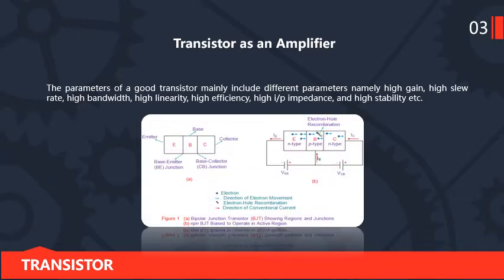This is the diagram for a bipolar junction transistor, in short BJT. So the regions and the junctions: 3 terminals, named emitter, base and collector, and 2 junctions, the base-emitter junction and the base-collector junction. And the second diagram, an NPN BJT biased to operate in the active region.